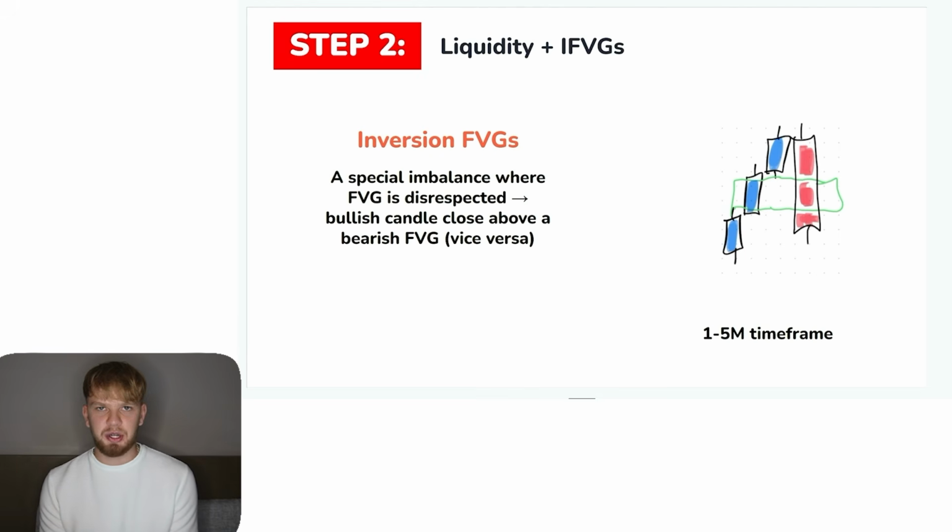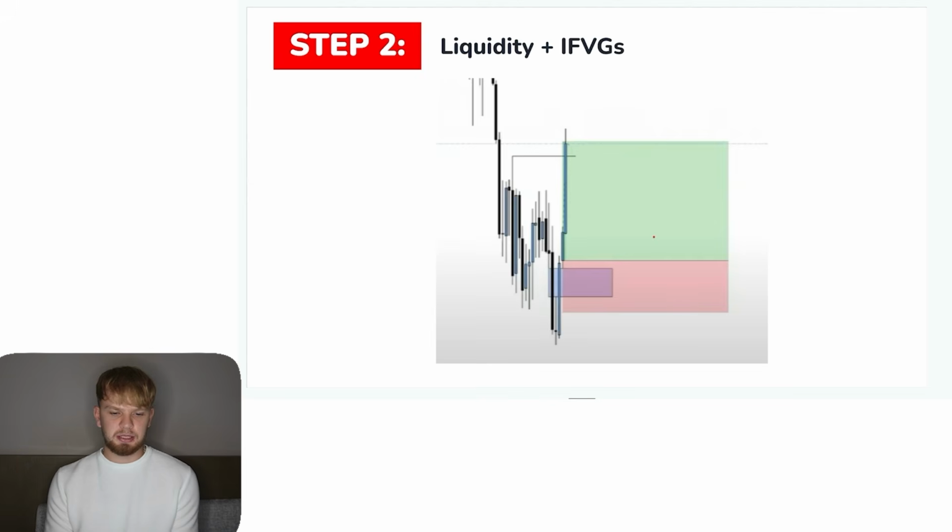Next, an inversion fair value gap, like I mentioned earlier. An inversion fair value gap is simply when we get a bearish candle close below a bullish fair value gap in the market. That is simply the inverse of a fair value gap, and obviously the opposite for a bearish fair value gap if we get a bullish close above a bearish fair value gap. Very simple.